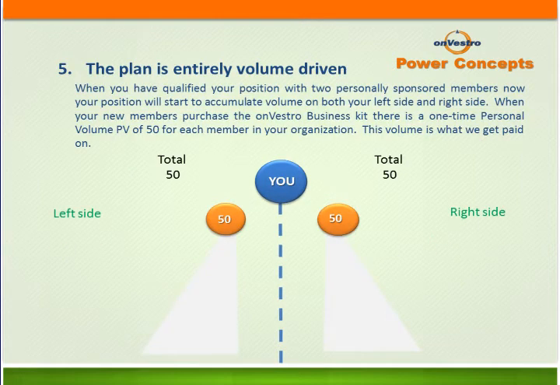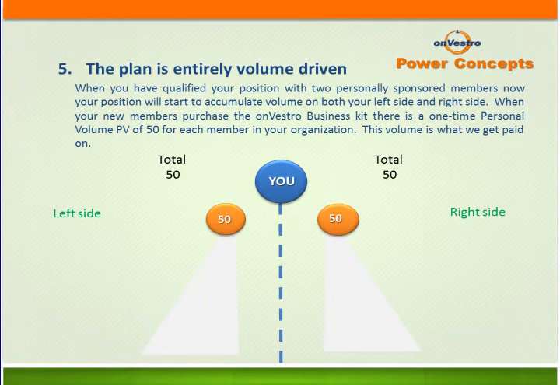So let's talk about how we earn income. The pay plan is entirely driven on volume. When you have qualified your position with the 2 personally sponsored members, now your position will start accumulating volume on both your left side and your right side. And when new members come in and purchase the Onvestro Business Kit, and they start to purchase the Onvestro Wealth System, there is a personal volume of $50 that happens every single month. We shouldn't say one time, we should say monthly, because that's where that residual comes in.